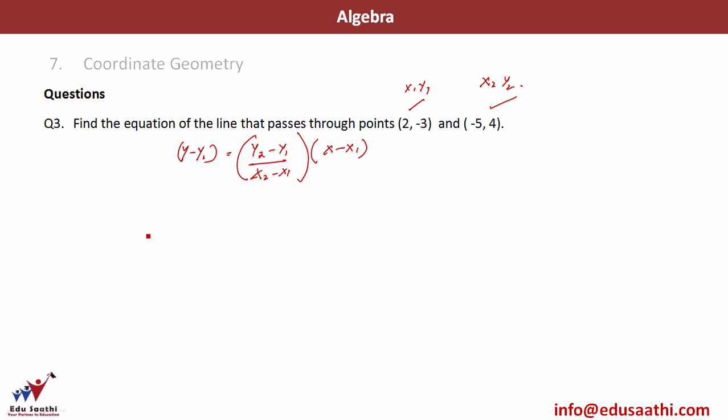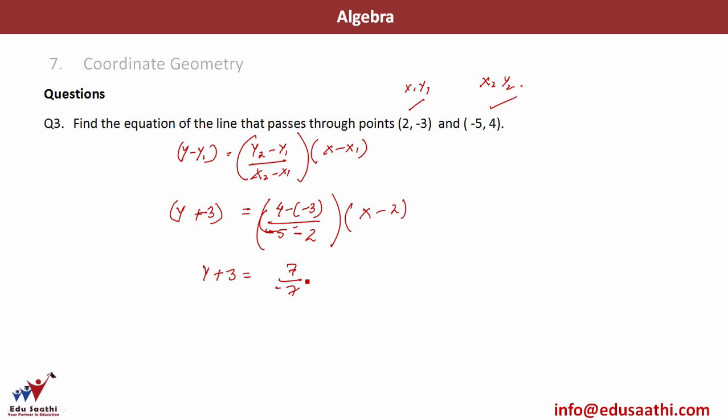So my answer would be y minus y1, which will be y plus 3, is equal to (y2 minus y1) over (x2 minus x1), which is -7 over 2 minus -5... sorry, 7 over -7, into (x minus 2). So this will be -1. y plus 3 is equal to -x plus 2, or the equation that you will get would be x plus y plus 1 is equal to 0.